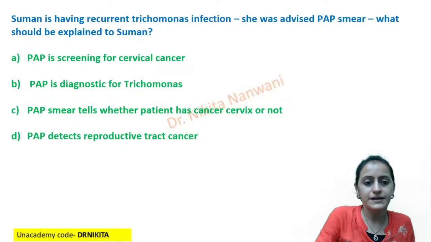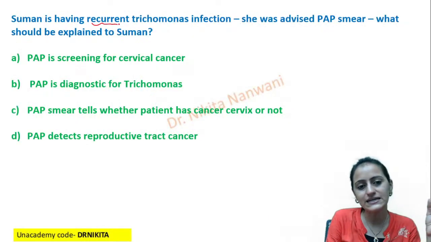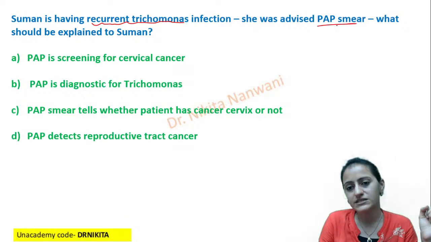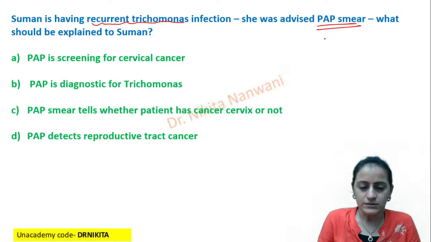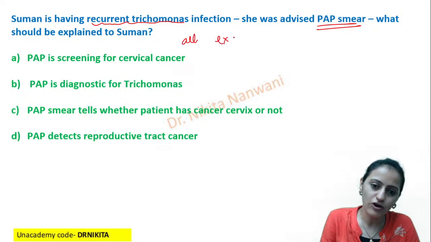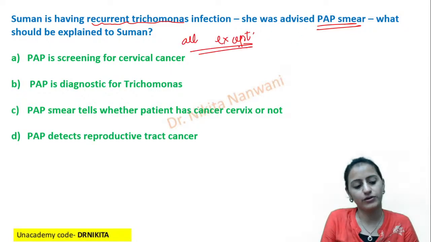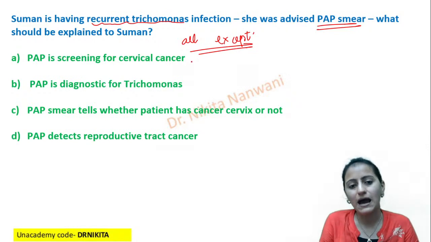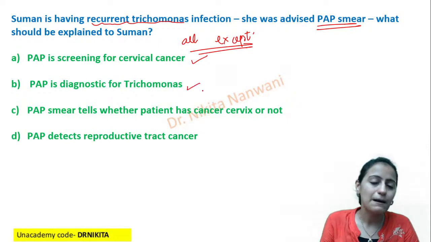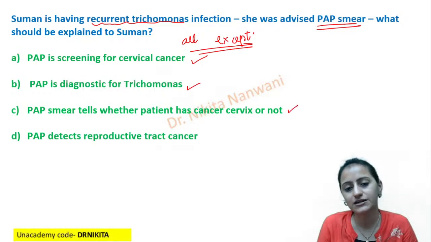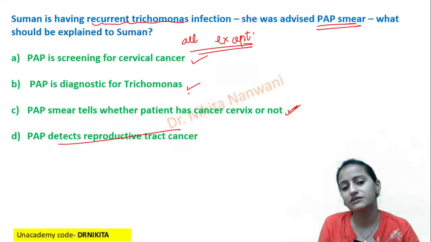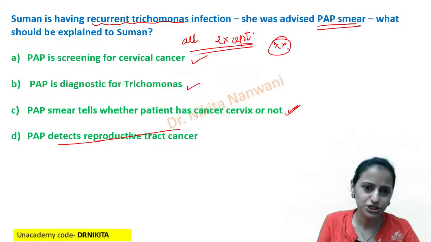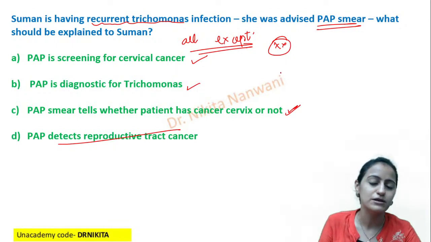Alright. Next one. You have a patient who is having recurrent trichomonas infection. She was advised a pap smear. What should you explain to the patient? I think the question here should be: all of the following are true except. Pap is a screening for cervical cancer. Pap can even show trichomonas and it can also tell whether the patient has cervical cancer or not, but it cannot detect all reproductive tract cancers. Leave this question aside because it's based on recall, so there might be some ambiguity.